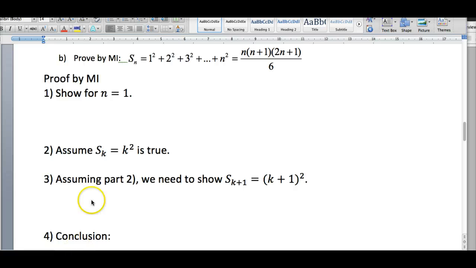Okay, for part B, remember the steps that we have to do. So this one changes. I still have that in there.